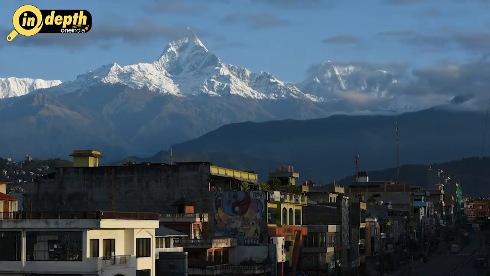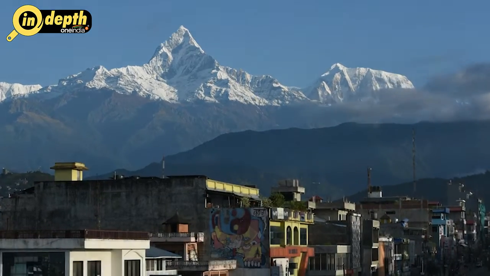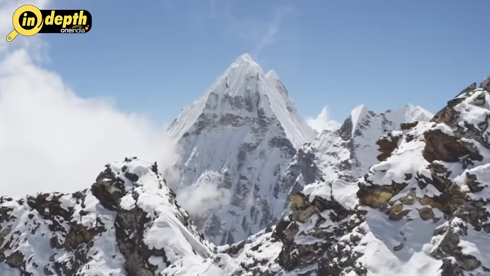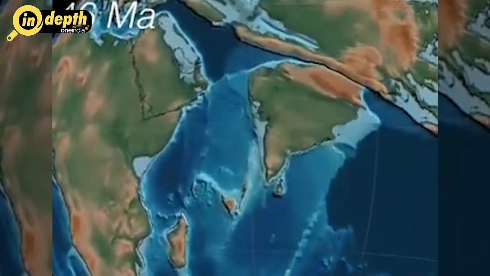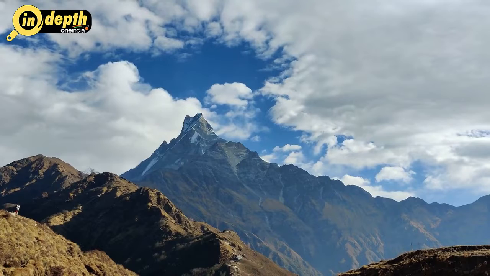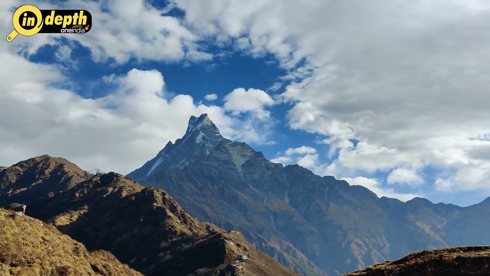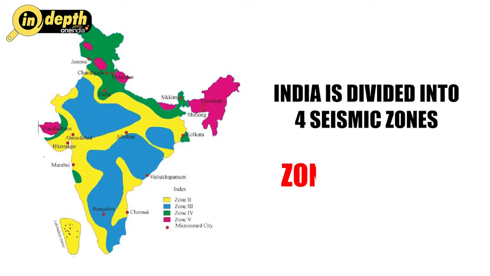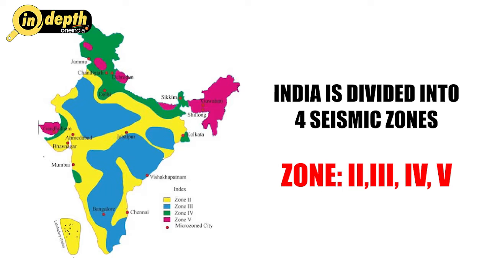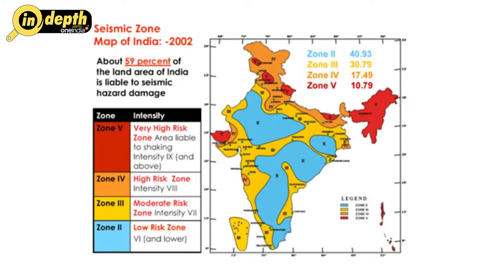This collision has resulted in the uplift of the Himalayan mountain range and the formation of the world's highest peaks, including Mount Everest. The collision of the Indian and Eurasian plates has also resulted in the formation of several active faults and fault zones that run through the Himalayas, the Indo-Gangetic plains, and other parts of the country. These faults are capable of producing large earthquakes, and the surrounding areas are considered to be seismically active. As per the 2002 map by the Bureau of Indian Standards, India is divided into 4 seismic zones: Zone 2, 3, 4 and 5. Of these, Zone 5 is seismically the most active region, while Zone 2 is least.